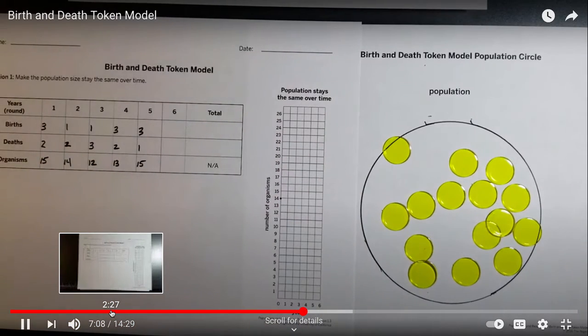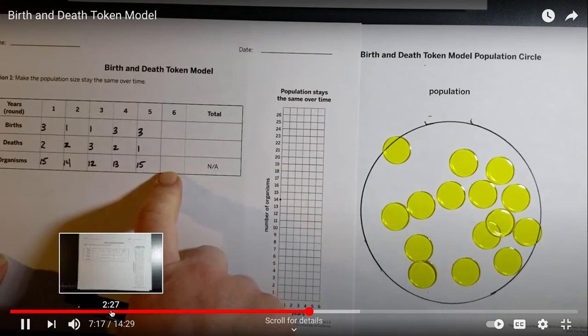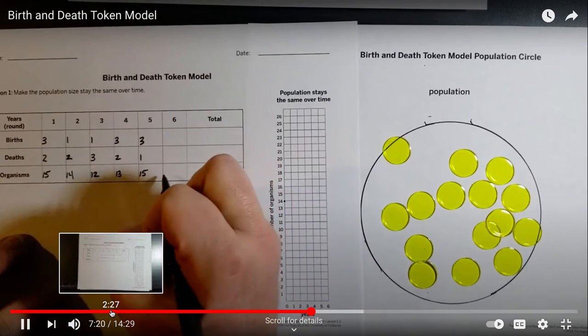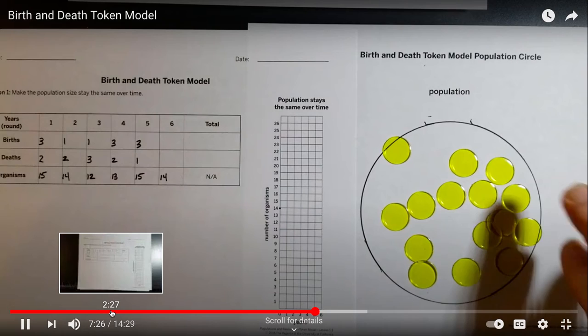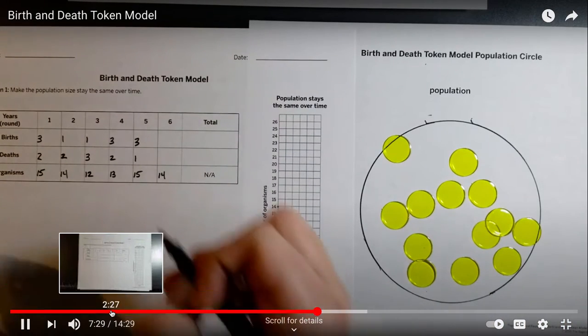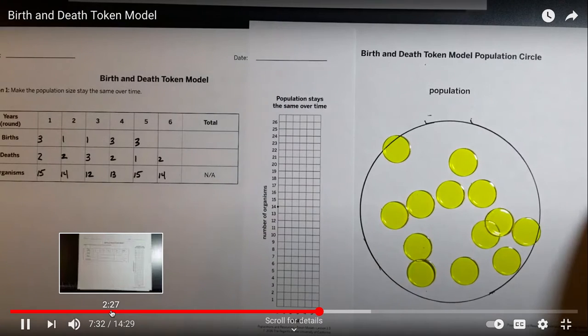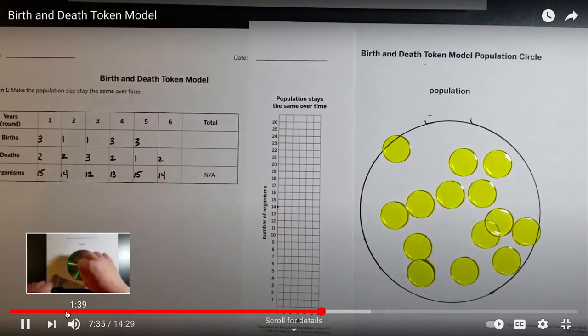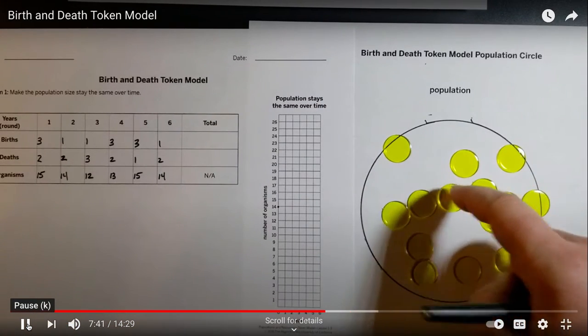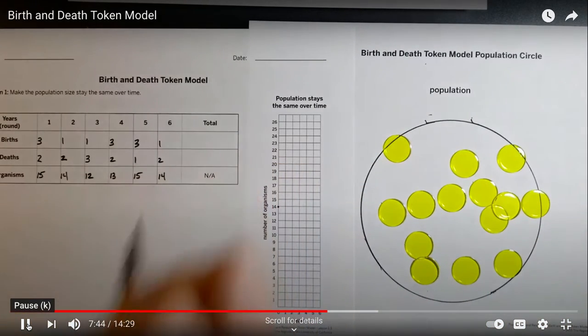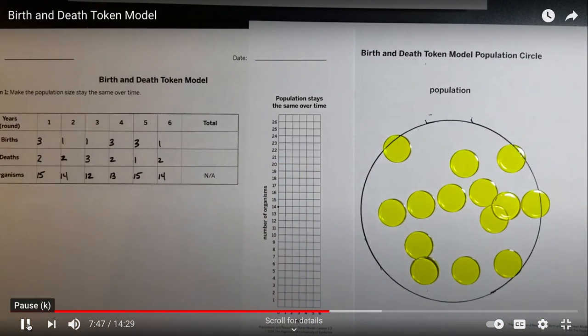And now here's the year that's critical, right? Because we were told for mission 1, we have to keep our population the same size over time. So we know our ending number needs to be what we started with, which was 14 organisms. So that means we're going to have 2 deaths, and we're going to have 1 birth. And so that now should give us 1, 2, 3, 4, 5, 6, 7, 8, 9, 10, 11, 12, 13, 14 organisms. So over the course of time, right, we finished our mission. We made the population stay the same size.